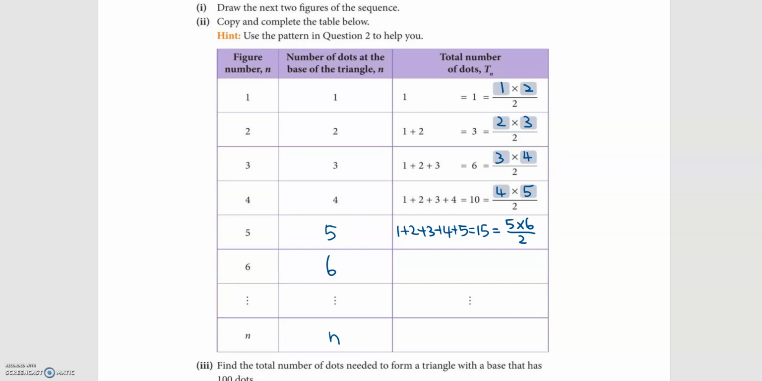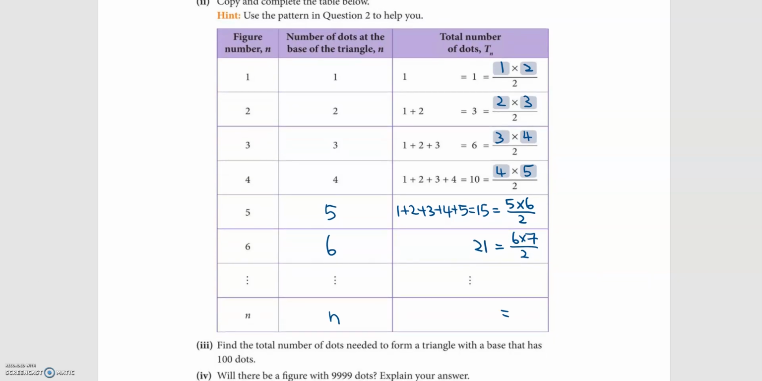If I were to fill in for 6, it will be faster to use the last pattern: 6 times 7 divided by 2. So I know that I have 21 dots. If I go on to n, it will be n times n plus 1 divided by 2 to give me the total number of dots. Let's simplify this. n times n plus 1 over 2 would be n squared plus n over 2. So this will be my total number of dots.